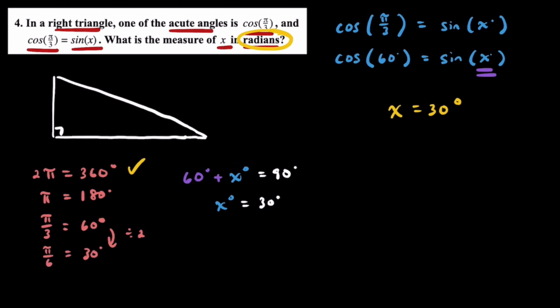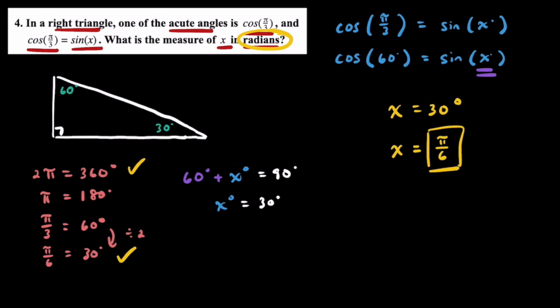So pi over 6 is equal to 30 degrees. We can go ahead and snag that and say that x is equal to pi over 6. And in radians, that would be this angle measure. Now, if you wanted to go back to the triangle, that means that this angle here would be 30 degrees, and this angle is 60 degrees.